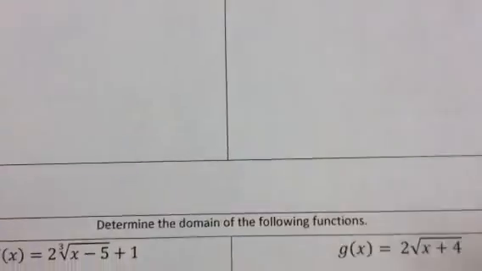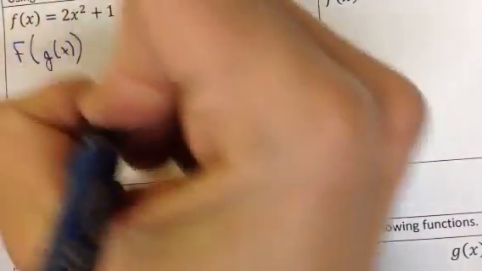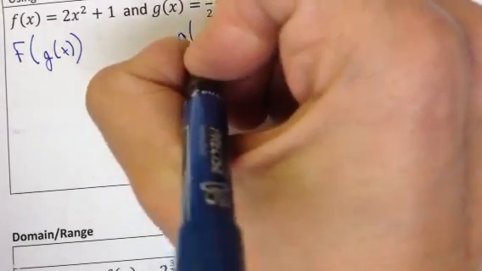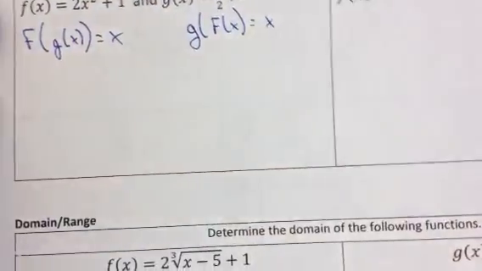All right, not the last part, but for the new stuff, we're going to use composite functions, and we're going to see if these really are inverses of each other. So the idea is, if I take g and put it into f, or if I take f and put it into g, when I'm done simplifying it, I should get x in both of them.